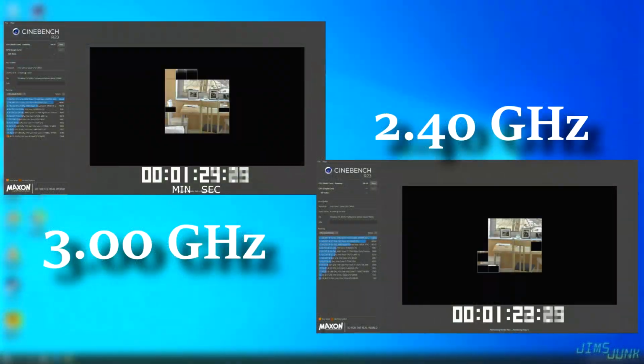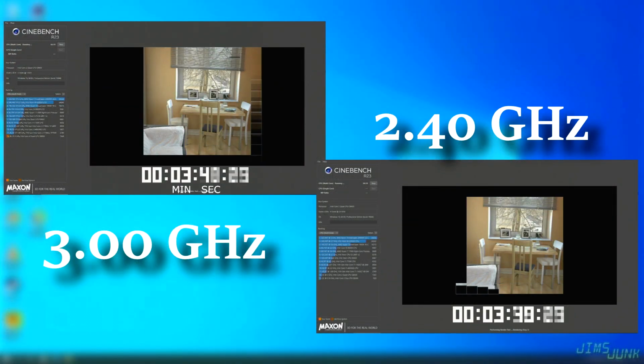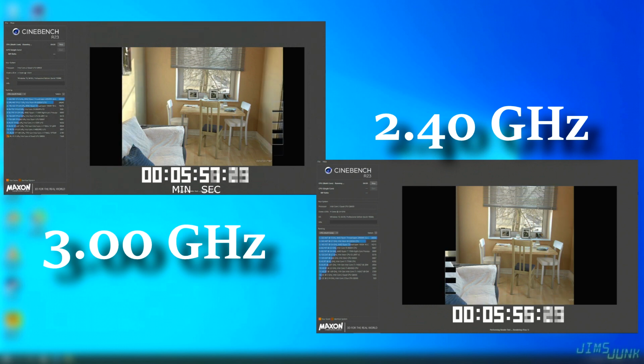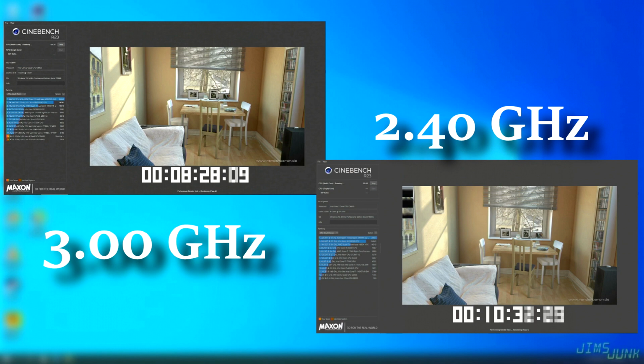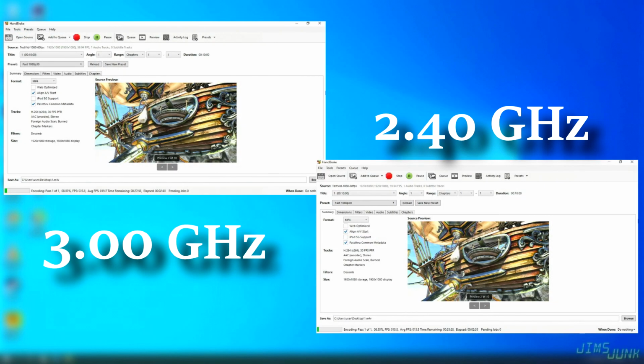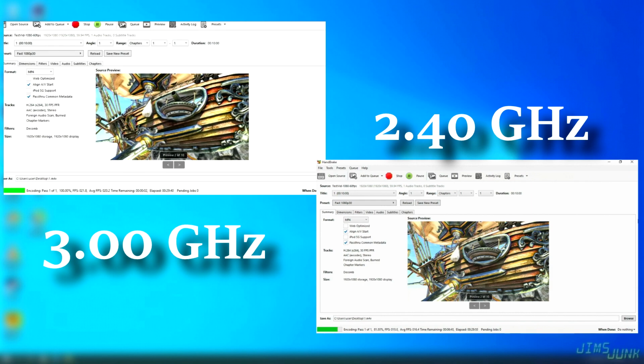So first up, Cinebench. The 3 gigahertz run took about 8 minutes 28 seconds with a score of 1528, while the 2.4 gigahertz run took about 10 minutes 35 seconds and got a score of 1247. And that's about a 23% improvement. Video encoding with Handbrake showed about a 4% improvement as well. This allowed the 3 gigahertz run to finish in nearly 30 minutes, while the stock run took about 36.